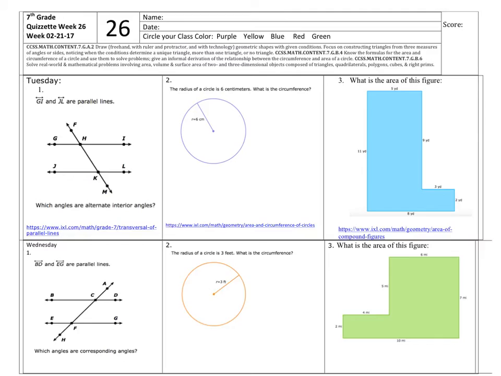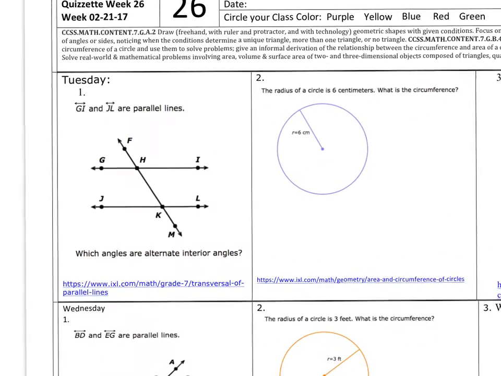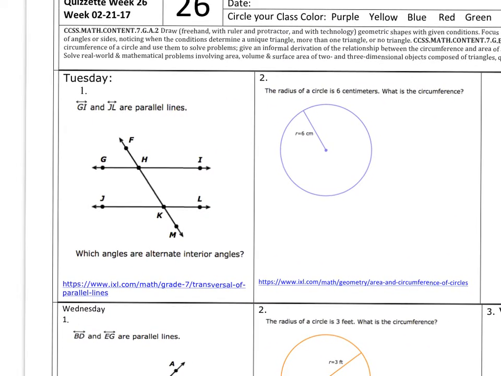Looking at number 1, it says GI and JL are parallel lines. So here's G, and here's I, here's J, and here's L. So these two lines are parallel to each other. This line intersecting them is called a transversal. So when you have 3 lines like this, they're called a transversal. The question asks, which angles are alternate interior angles?